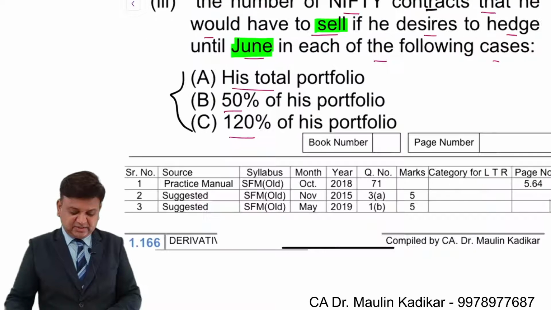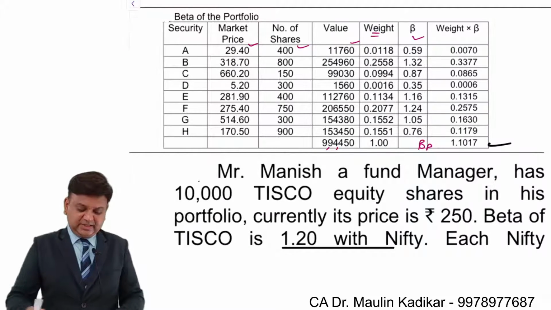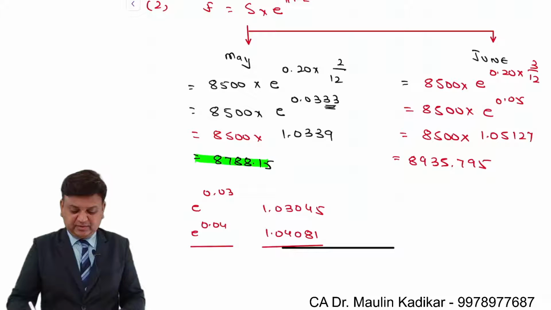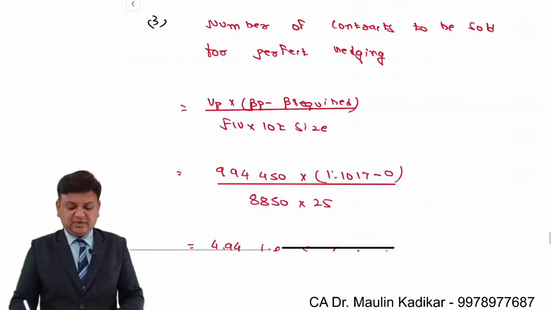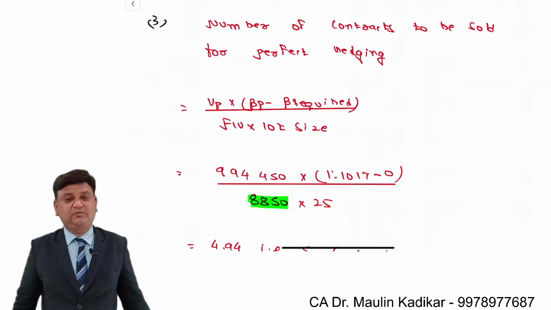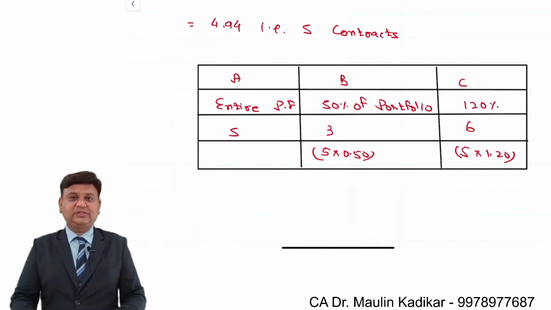So let us have a summary of the answer. In the first part of the question, simple, you are required to find the beta of the portfolio. That is the point that you cover in detail in the portfolio management chapter. In the second part of the question, we are required to find the futures value for the month of May and for the month of June. For the month of May, you are required to do interpolation for the factors which have been given to us. Number of contracts to be sold for the purpose of perfect hedging for the month of June. So we have to take over here the futures index value for the month of June. This is what we understand. And accordingly we compute the number of contracts.